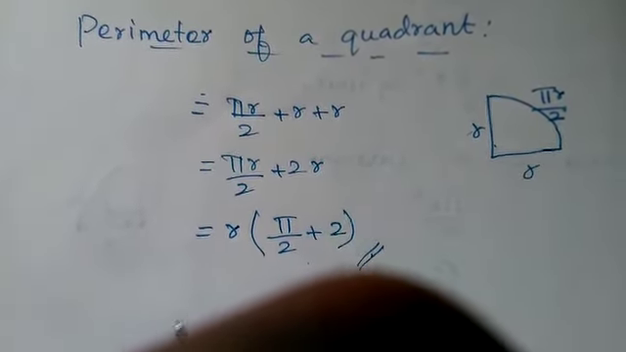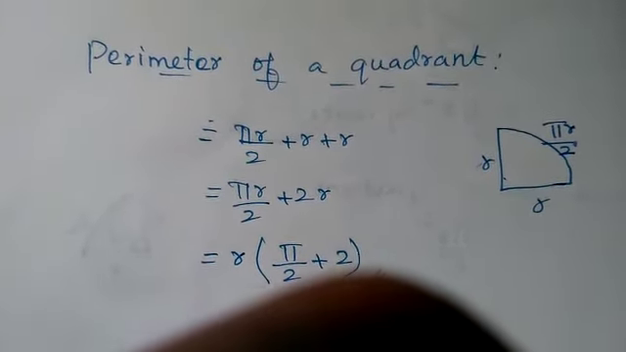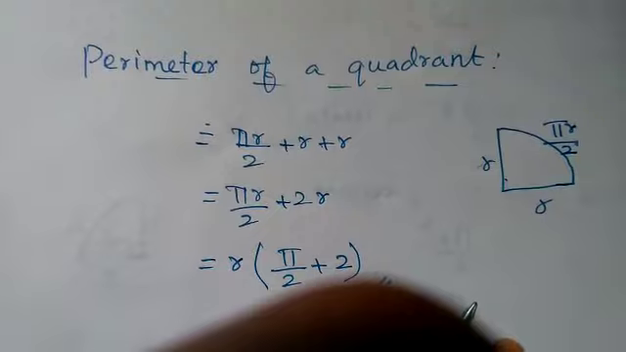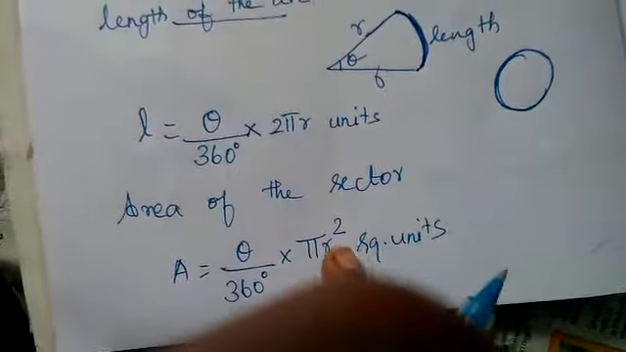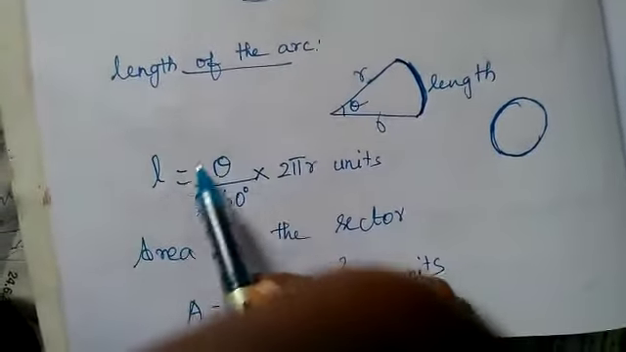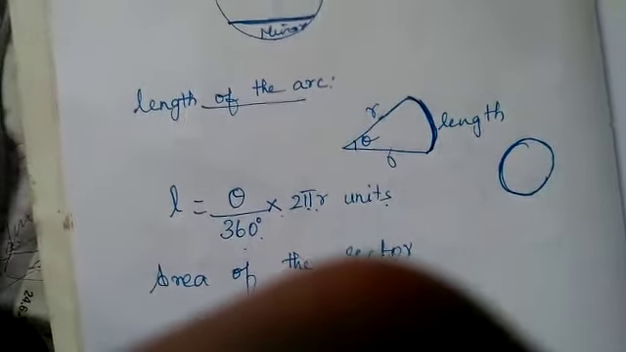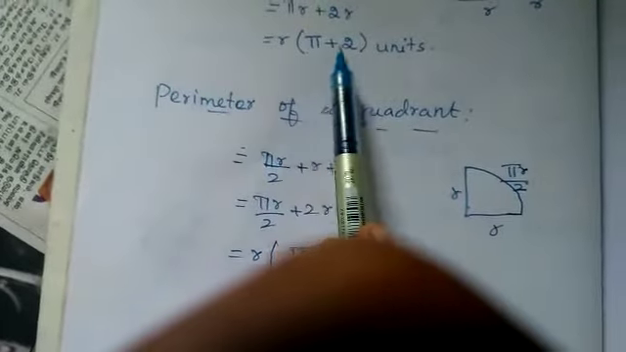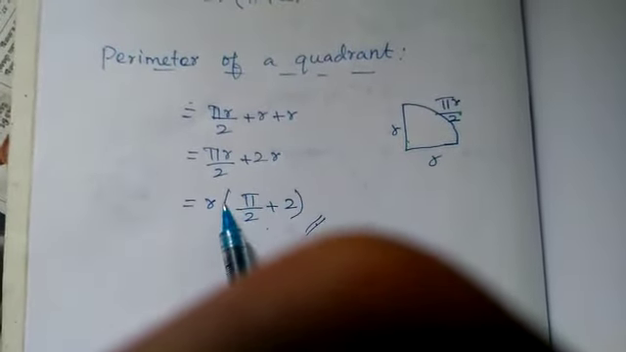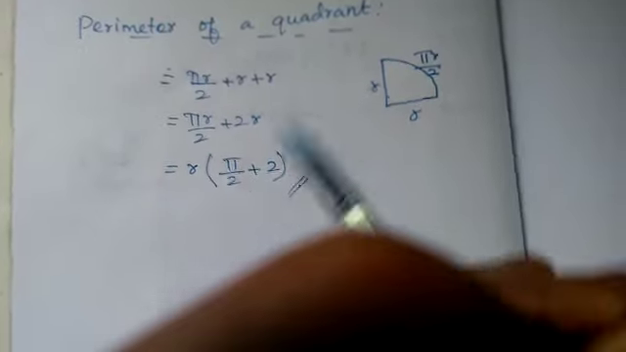Okay. So what is the formula for area? We want to first study the area of a sector. What is the formula for the area of a sector? Area of a sector equals theta by 360 into pi r square units. Now the length of the arc L equals theta by 360 into 2 pi r units. Now the perimeter of a sector formula is what? Perimeter of a sector is equal to L plus 2r. Next, perimeter of a semicircle is r into pi plus 2 units. Perimeter of a quadrant is r into pi by 2 plus 2 units.